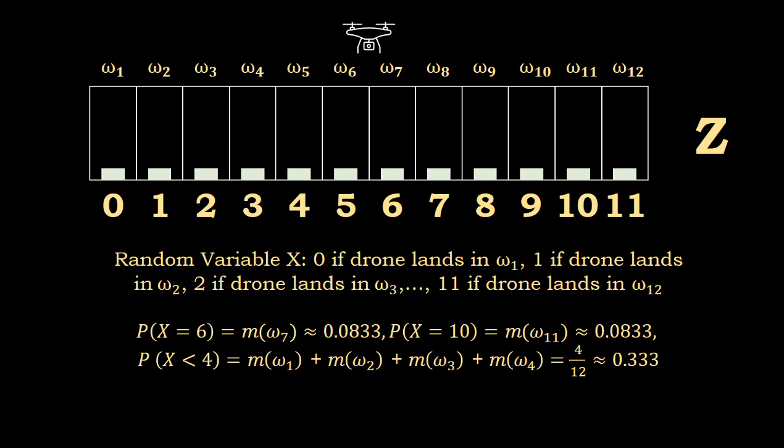So basically, we need to add all the probabilities for each of these regions. So that is m of omega 1 plus m of omega 2 plus m of omega 3 plus m of omega 4. Each of those is 1/12. So we've got 4 of them, so it's 4/12, or 0.3333.